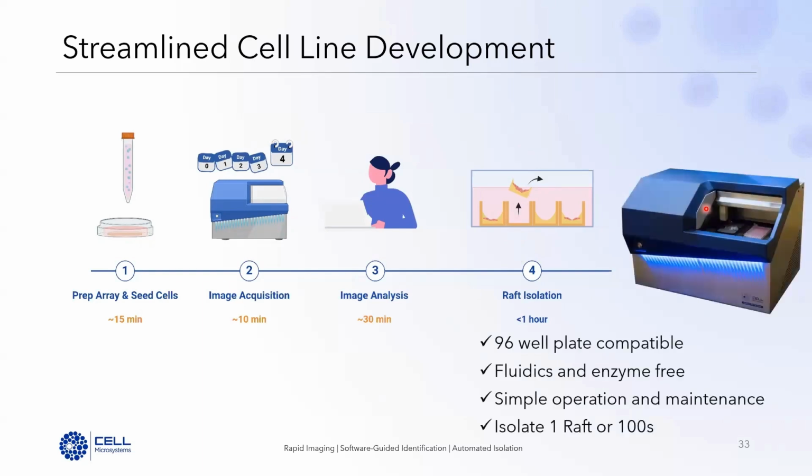You can see what the instrument looks like here. Very straightforward operation. With the AIR System, what you see is what you get. All you have to do to turn it on is push that button on the left-hand side. It's compatible with any 96 well plate you already have in your lab. It is completely fluidic and enzyme-free.